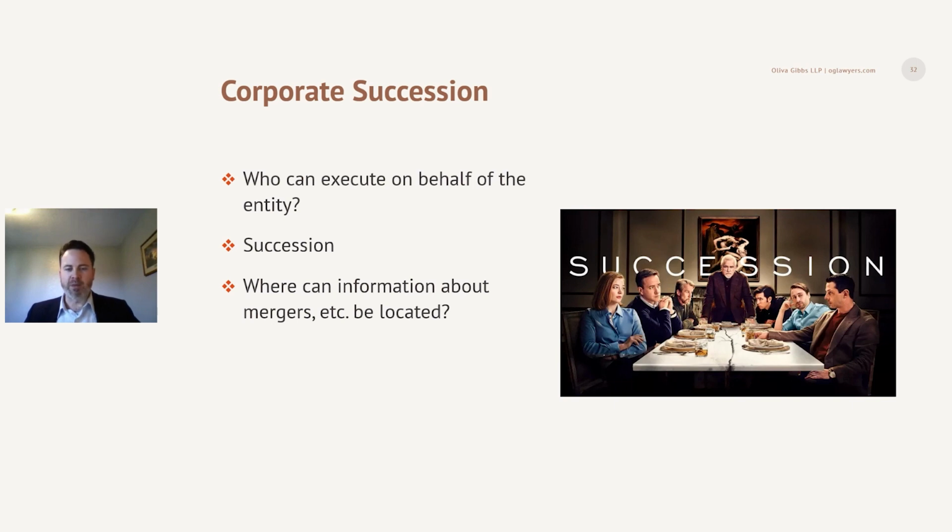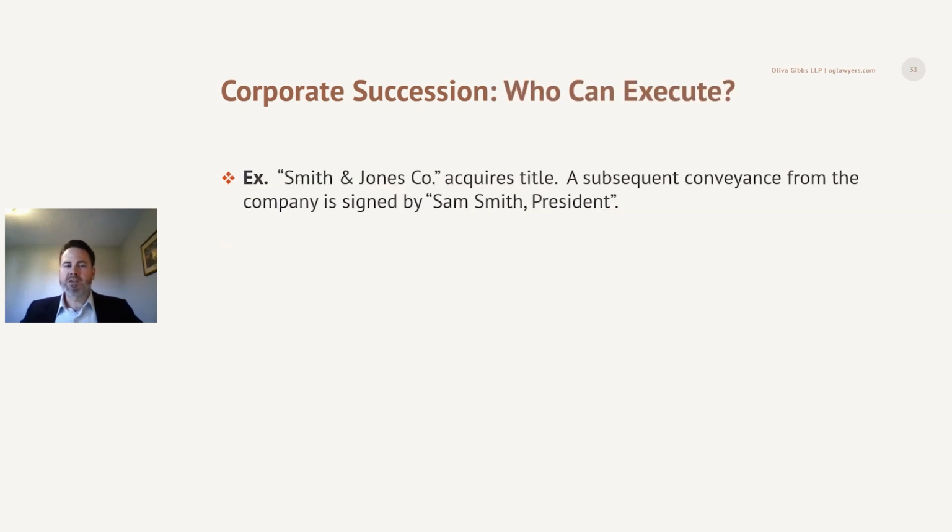Therefore, in this topic, what we'll look at is who can execute on behalf of the corporate entity. In the event of succession, what needs to be placed in the record to establish that succession and complete the chain of title? And where can we find information related to mergers and other corporate succession? So first, we'll look at who can execute on behalf of the corporate entity.